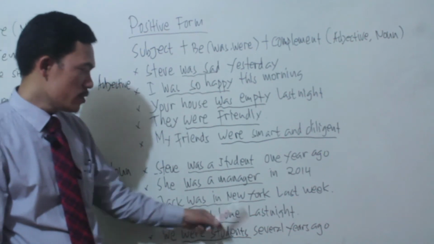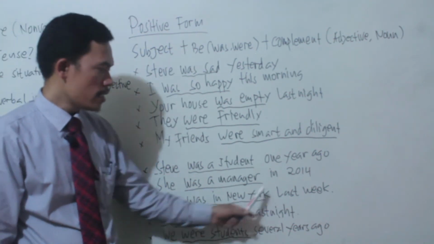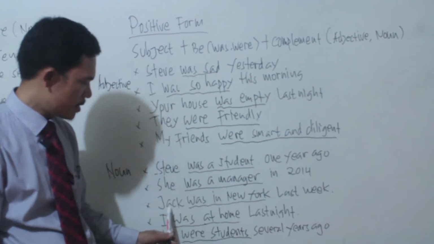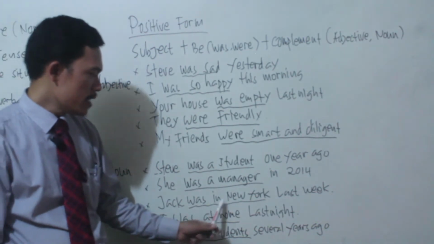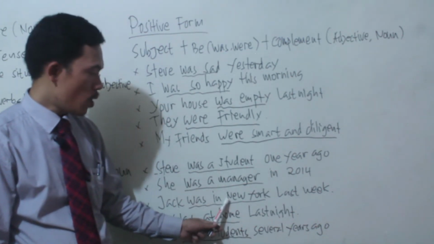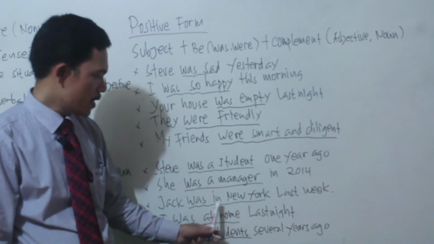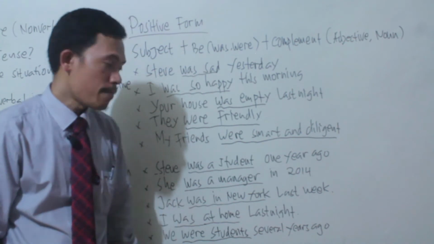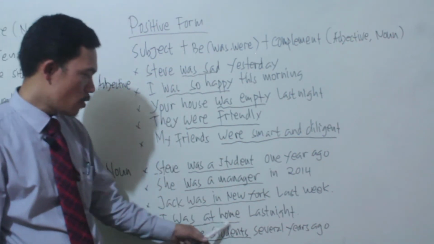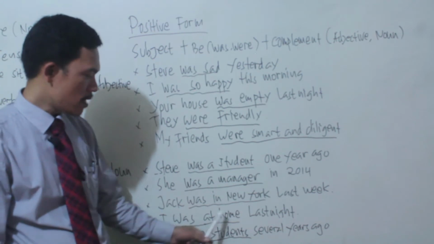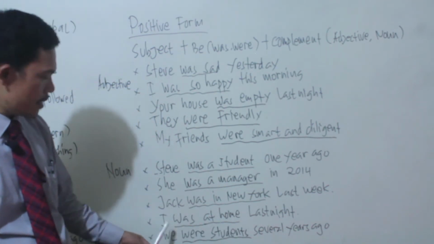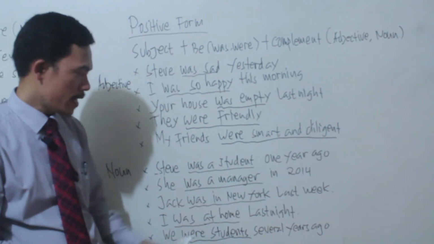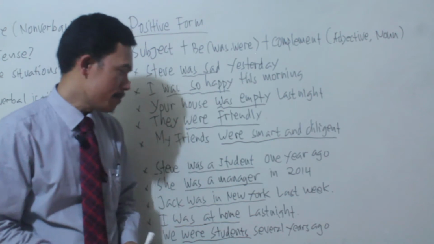Next, Jack was in New York last week. Jack is subject and we use be was here because this is singular or one. In New York is showing the place. Last week is showing the time in the past. Next, I was at home last night. I is the subject and was is be. At home is showing the place. Okay, last night is showing the past time.